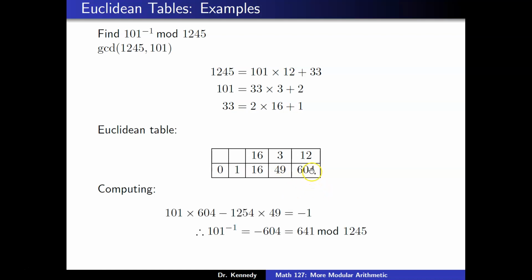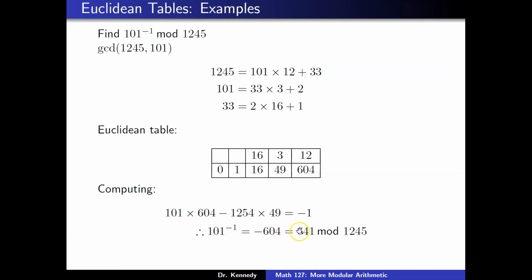Okay, so I take 604 and I multiply it by A, which is 101, minus my modulus times the second to last number. When I compute that out, I get -1. So 101 inverse isn't quite 604, it's the negative of 604. So I take -604, I reduce it mod 1245, I add 1245 to it, in other words, and I get 641, and that is my inverse.